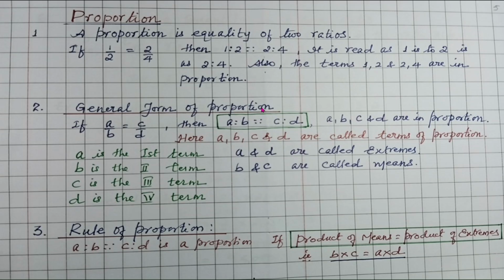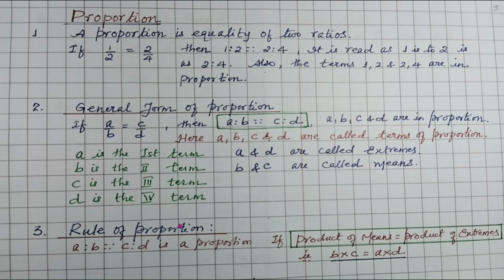Now the general form of proportion is: if A upon B is equal to C upon D are two ratios, that is, one ratio A upon B is equal to another ratio C upon D, then A is to B proportion C is to D, where A, B, C, D are the terms and they are in proportion. Now remember, A, B, C, D are called the terms of proportion. A is the first term, B is the second term, C is the third term, and D is the fourth term. And here B and C are called the means, and A and D are called the extremes.